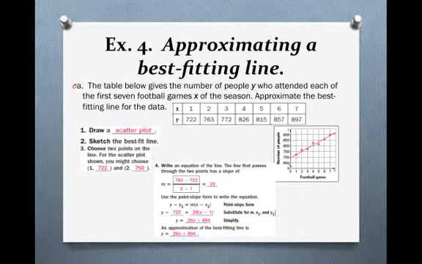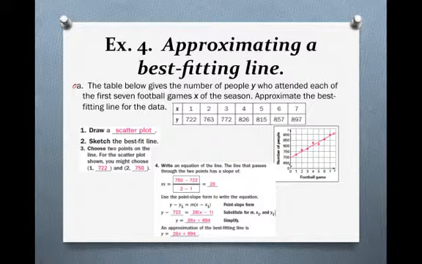Step 4, write an equation of the line. The line that passes through the 2 points has a slope of m equals, we're doing y2 minus y1 over x2 minus x1. So 750 minus 722 over 2 minus 1 is 28 over 1, which is 28.